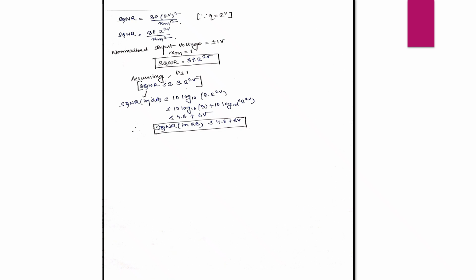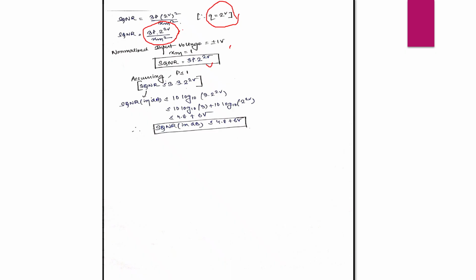Then we can modify the formula by putting q equals 2 to the power v, that is, the quantization level equals 2 to the power of the number of bits. Then squaring this 2 to the power v, we get 2 to the power 2v, and SQNR equals 3P into 2 to the power 2v by x of m square. And then we can again modify the formula by putting the normalized input voltage, plus minus 1 volt, that is, taking x m equals 1 volt, and as a result of this we get the formula 3P into 2 to the power 2v.